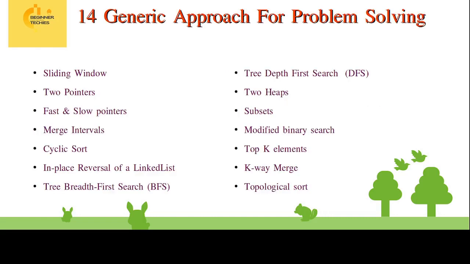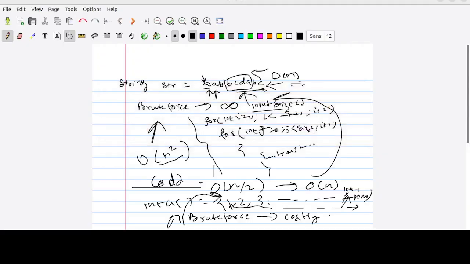So here we have these generic approaches for problem solving. We have already heard these words, right? Sliding window, two pointers, fast and slow pointers, merge intervals, cyclic sort, in-place reversal of linked list, tree breadth first search, tree depth first search, two heaps, subsets, modified binary search, top K elements, K-way merge, topological sort. If we are talking about this problem, it might be solved using sliding window. This problem could also be solved using two pointers approach.